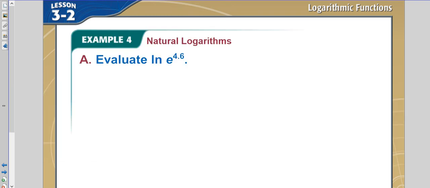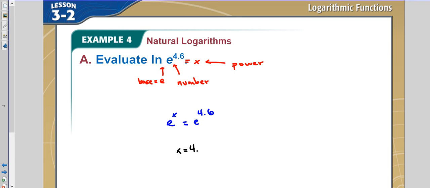All right, so here it says ln of e to the 4.6. Some things you need to know: one, the base is down here. The base is e. Now this is my number, and it should be equal to some power over here. So if I rearrange this, I would say that the base, e to the power of x, equals my number, which is e to the 4.6. I find out that x equals 4.6.